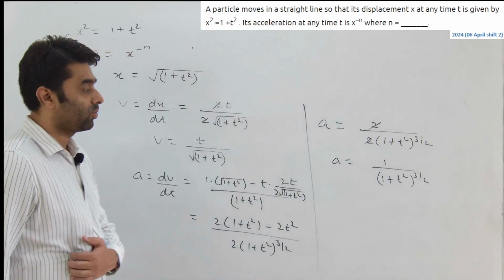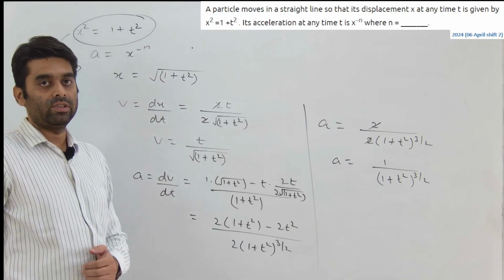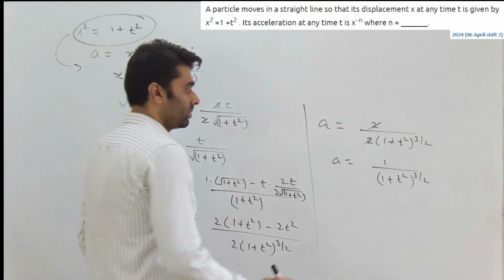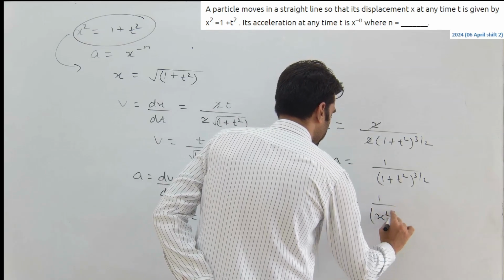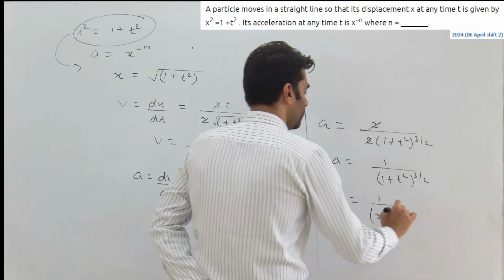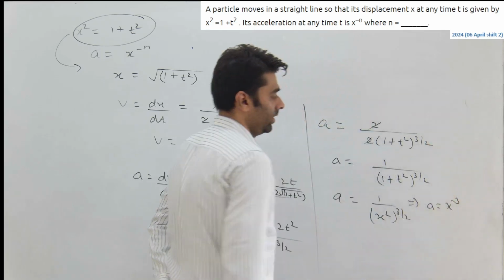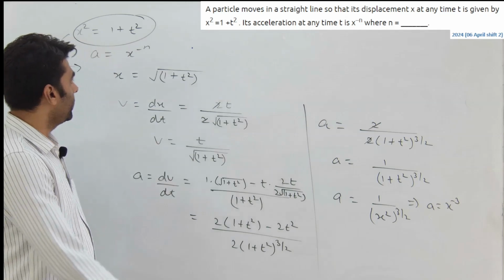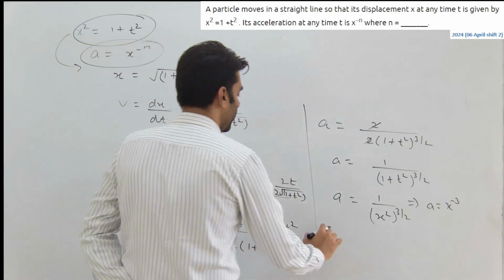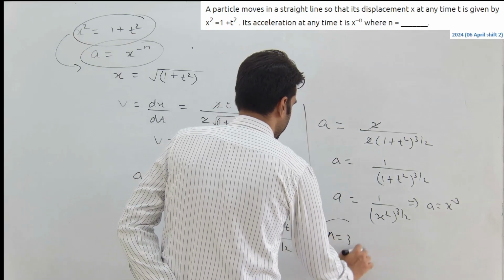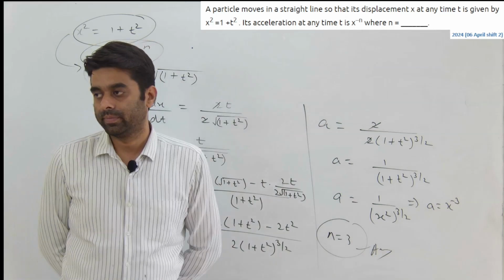What is your 1 plus t square? 1 plus t square in the question is initially given as x square. I will substitute over here. So a is equal to 1 by (x square) whole power 3 by 2, which basically is a equal to x power minus 3. a is equal to x power minus 3. What is given to us in the question? If we compare it, n value comes out to be 3. Right? Let's move ahead.